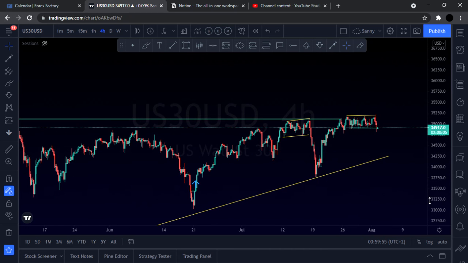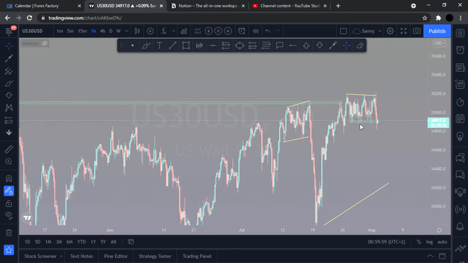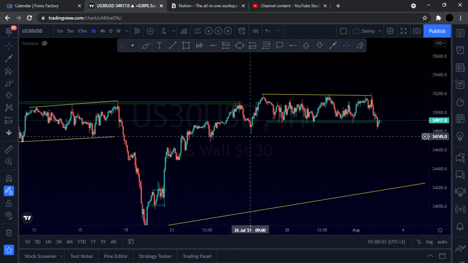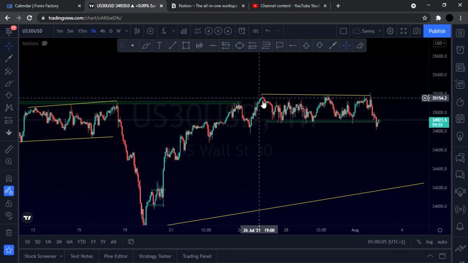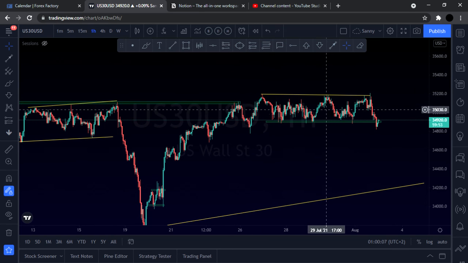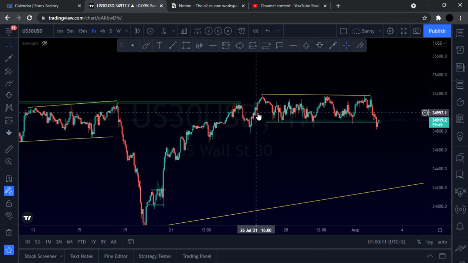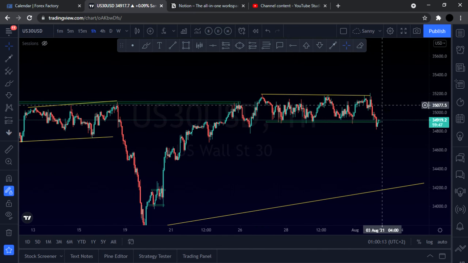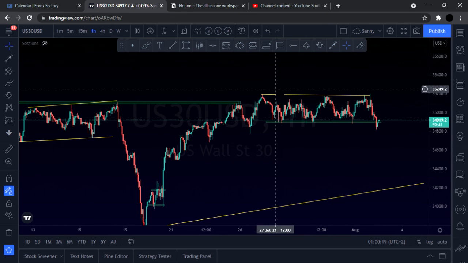If you look closely, maybe just jump on the 1 hour, you'll see that we have kind of broken through our record high, closed above, came down, closed above again, closed above for the third time. So we are forming a bullish flag, or a rectangle, or a consolidation, whatever you want to call it.